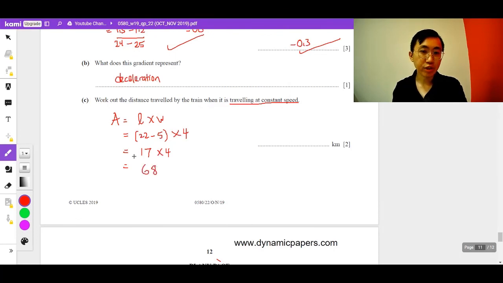Remember, we are not going to write meter square or anything, because for a speed time graph, the area represents your distance. So write 68 and correct. That's the answer in the scheme, 68. So this is the working and the final answer.